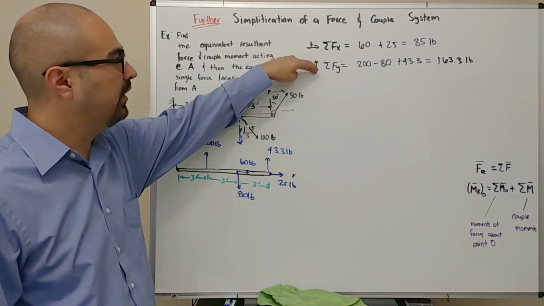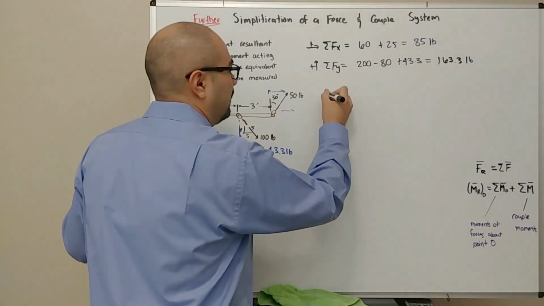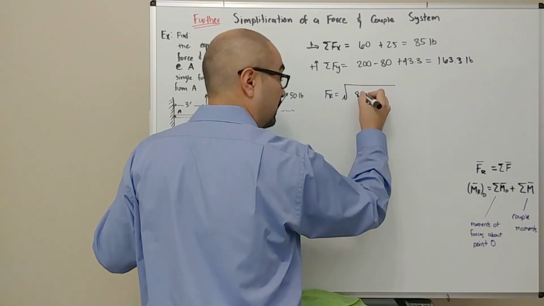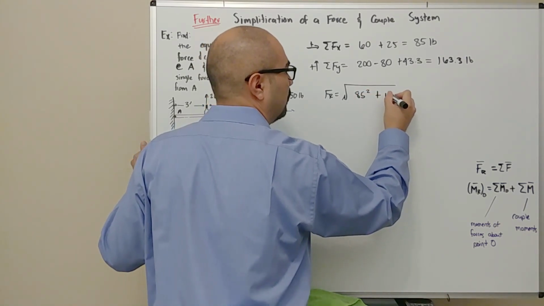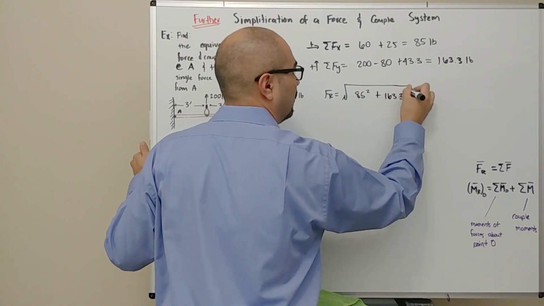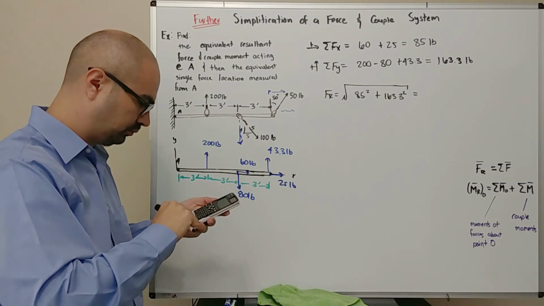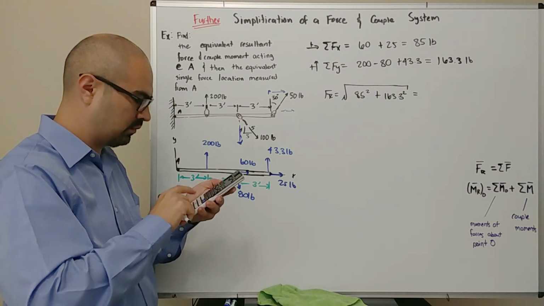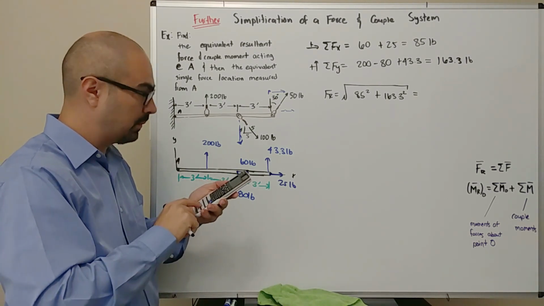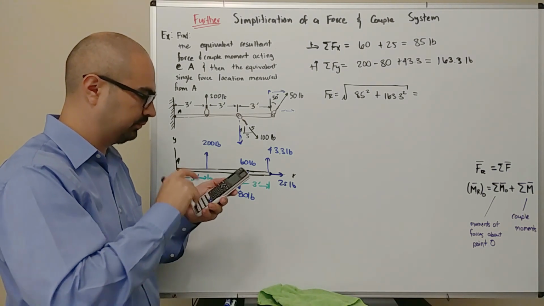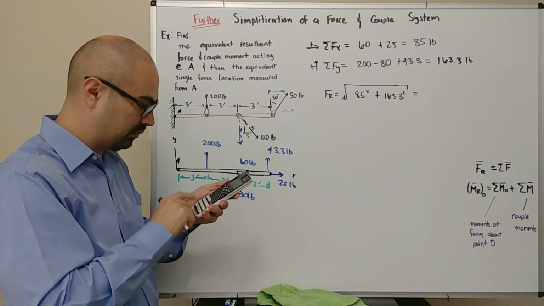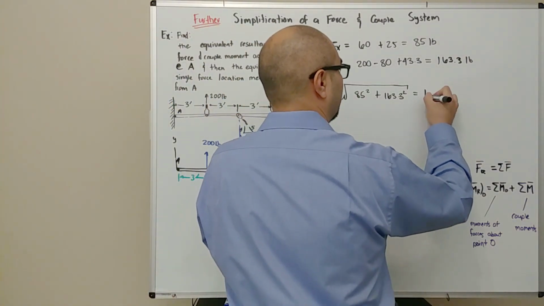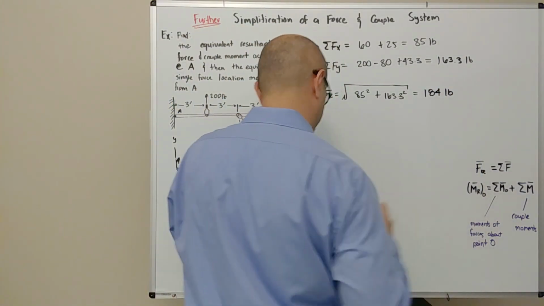Right, so now we have the x and the y component. We want the resultant, so the magnitude of that resultant force is just going to be the square root of the sum of the two components squared. So 85 squared plus 163.3 squared. This gives roughly 184 pounds. So that is the magnitude.